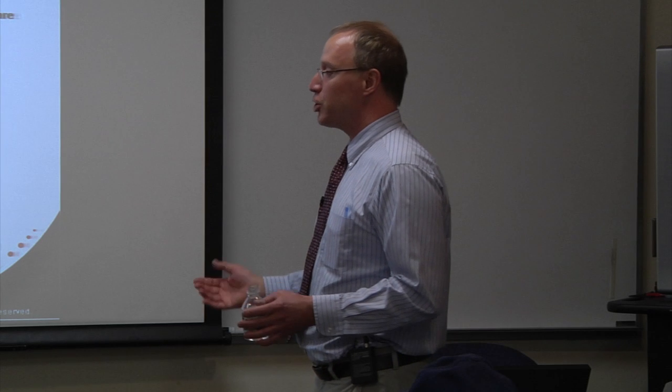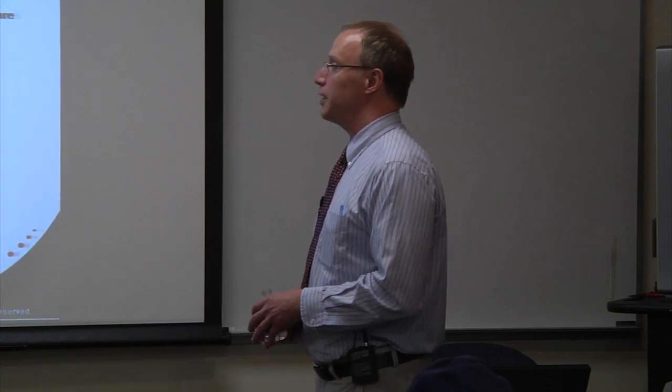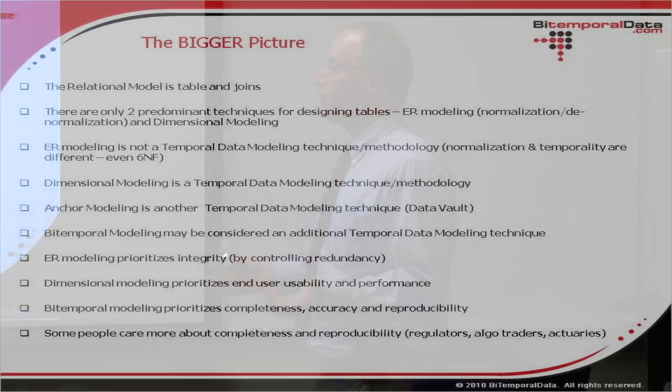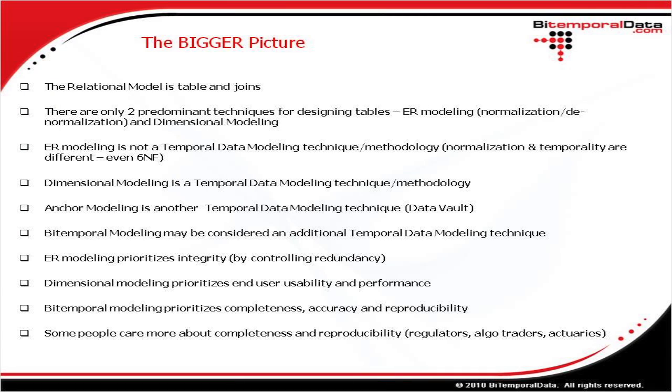So the even bigger picture, just to put this in an overall, bigger context, is, in layman's terms, you can think of the relational model as tables and joins is what it gives us, right? It doesn't tell us how to design those tables, okay? It doesn't tell us how to design these things. My viewpoint, there really are only two predominant techniques for how to design tables today, right? There's what is referred to as entity relationship modeling, which is like normalization and denormalization, right? Some simple denormalization for performance purposes, type of stuff that we're all pretty familiar with.